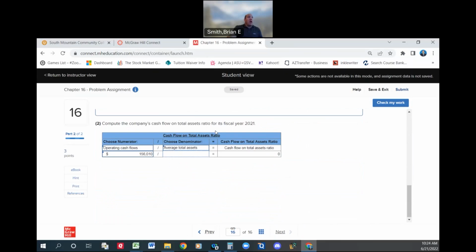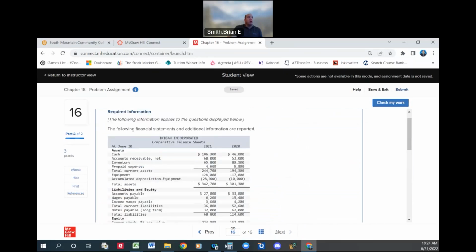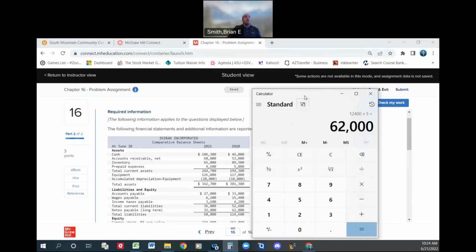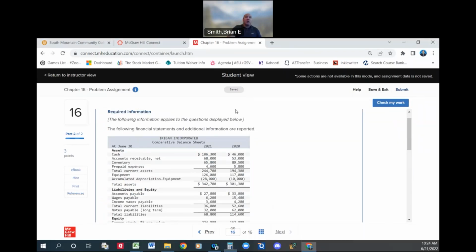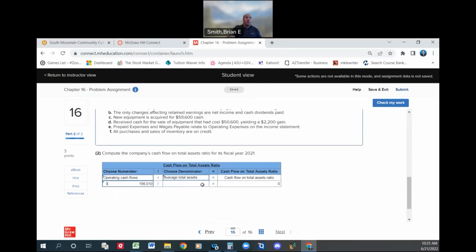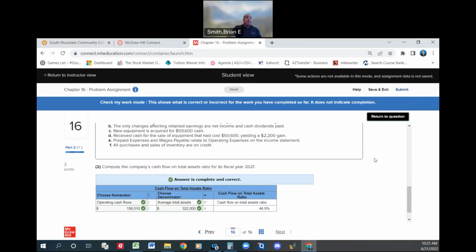And then we're going to take our average total assets. So we're just going to come up here and get our calculator out. We're going to take 342,700 and add 301,300. That's taking the beginning and ending balance of our total assets. We're going to sum it up and then divide it by 2. So our average total assets is going to be $322,000. Whoa. That's better. 48.5%. So we're pretty efficient. It's not bad. Okay, 48.5%. That's your homework.